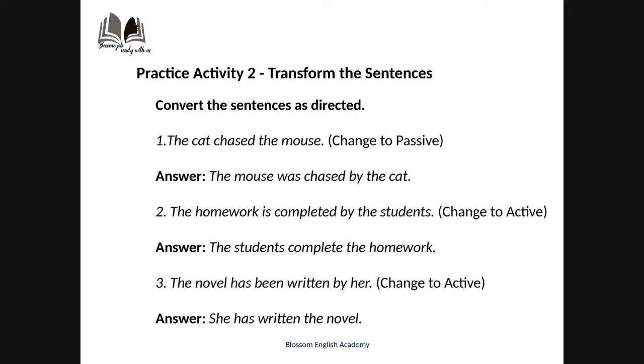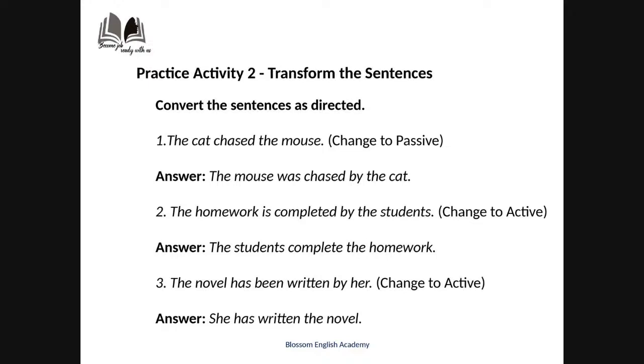Okay, so the students, and it is written in is. If it were was completed, then while writing it in the active form, it would be written as completed. But is completed means it is in present form, a simple present tense. So you write complete. The students complete the homework. Okay, and third one, the novel has been written by her.